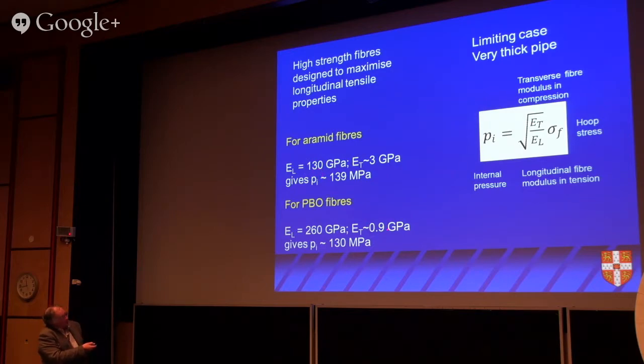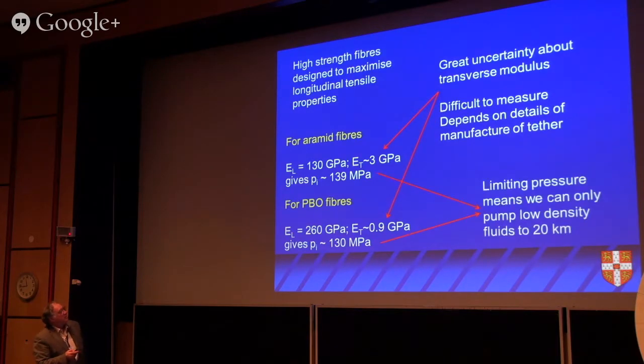The manufacturers of PBO quote an even worse ratio for PBO. The fact you get good properties that way means you have poor properties at right angles to it. And both of these give you limiting internal pressures of about 130 megapascals.